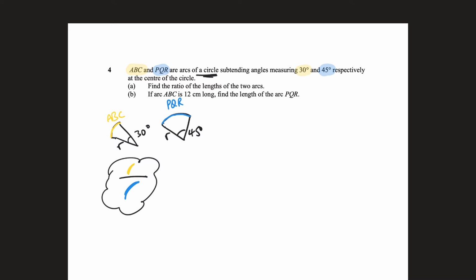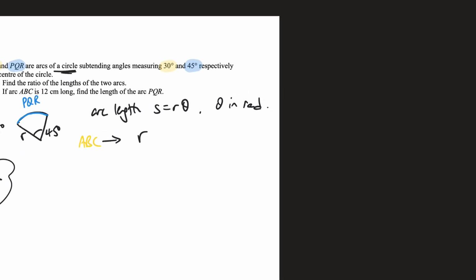So how do I find the lengths then? We go back to the formula. The formula that I know is that arc length S equals R theta, and theta must be in radians. So let's do that. For ABC, the arc length is R theta, but theta is 30 degrees. And how do I change 30 degrees to radians? Let's do it separately here, quickly. Degrees to radians.